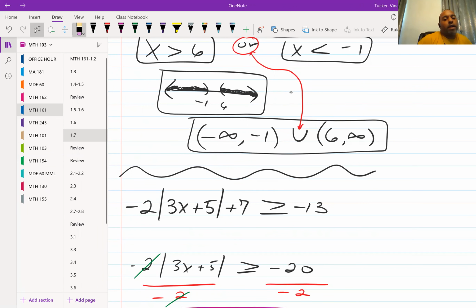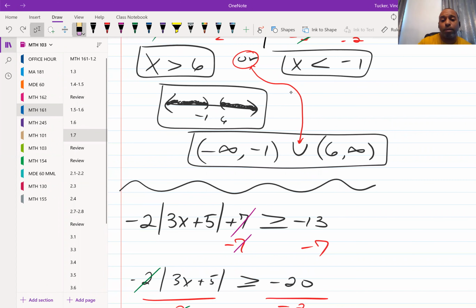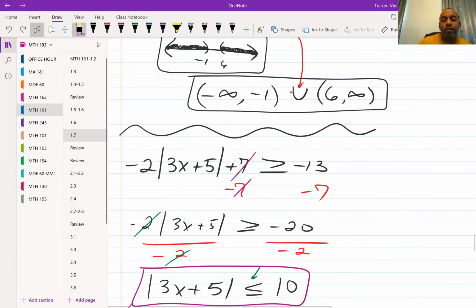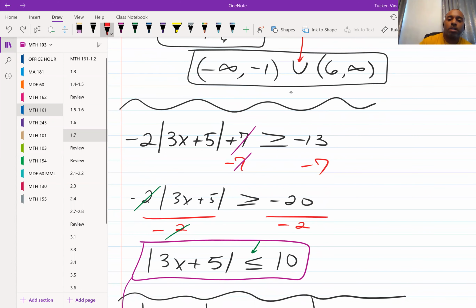So we have -2 absolute value of 3x plus 5 plus 7 greater than or equal to -13. First thing you want to do is isolate the absolute value. You can't make your comparison or do the flipping and applying of the signs like we did with the other two until your absolute value is isolated first. So we can subtract 7 from both sides, then divide by -2 once again. Dividing by a negative, we need to change that inequality, so it goes from greater than or equal to, to less than or equal to. So we have absolute value of 3x plus 5 less than or equal to 10.